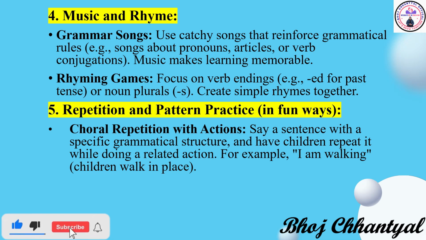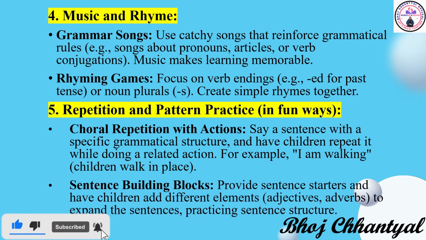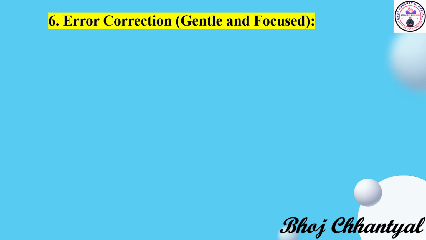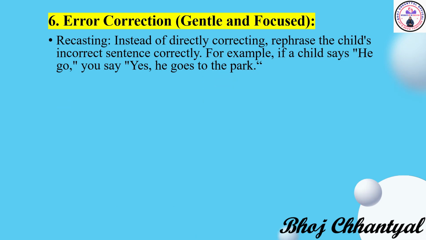For example, I am walking, children walk in place. B. Sentence building blocks. Provide sentence starters and have children add different elements, adjectives, adverbs to expand the sentences, practicing sentence structure. 6. Error correction, gentle and focused. A. Recasting. Instead of directly correcting, rephrase the child's incorrect sentence correctly. For example, if a child says he go, you say yes, he goes to the park.